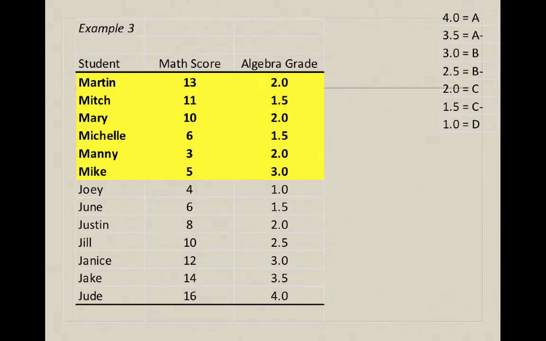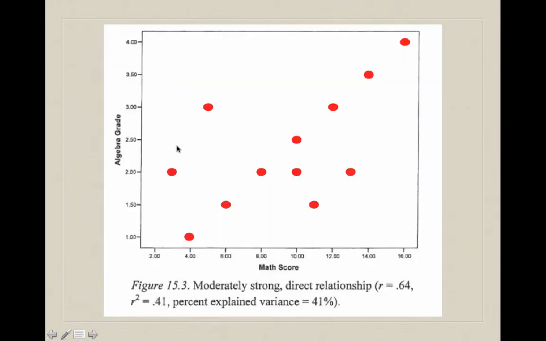Okay, let's look at example 3. Glancing at these, you're going to see they're kind of all over the place. So a high score here, low, high, low, low. All right, let's see what this looks like. You still have some of this line, right? You can still see it, but it's not perfect. It's got a little bit more scatter. So it's a moderate strong direct relationship, R is 0.64, your R squared is 0.41, so your percent explained variance is 41%.